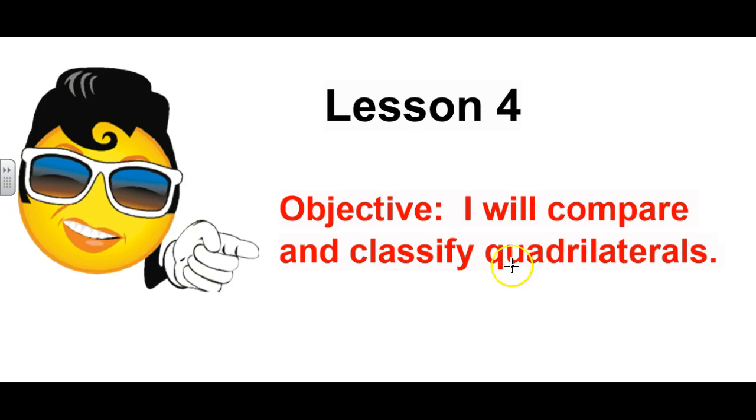And the best way to remember that is by this word right here, quad. Quad means 4. If someone were to have quadruplets, they would have 4 kids. So just remember that the word quad means 4. So when you think of quadrilaterals, you're going to think of 4 sides.